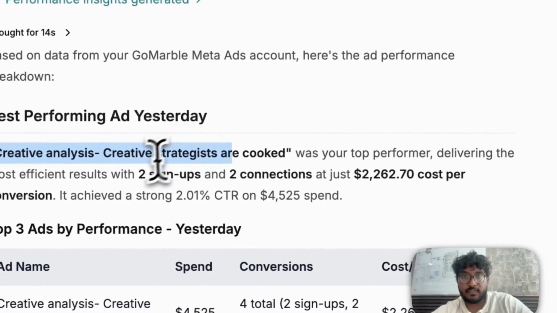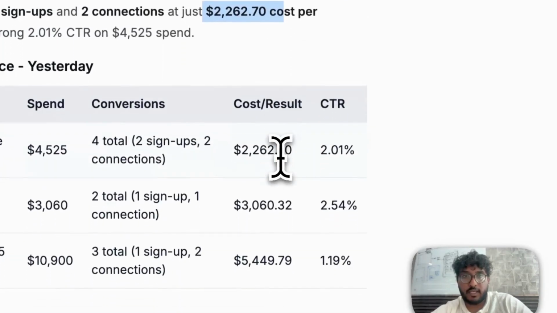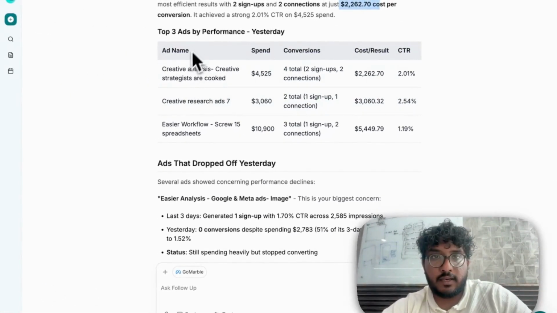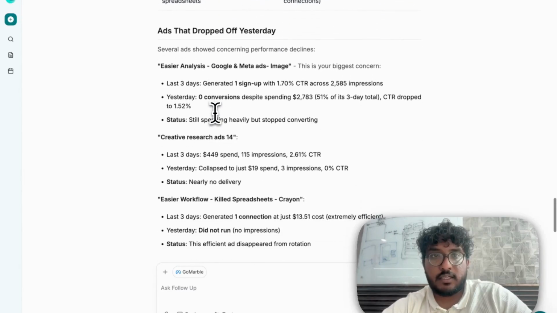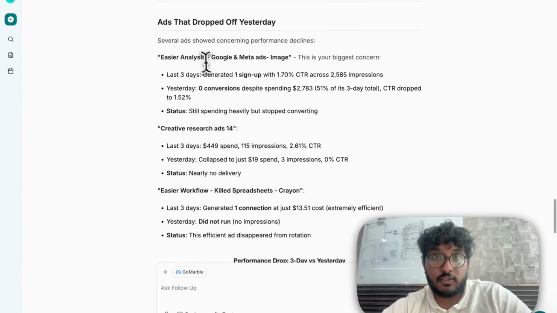That was the best performing one because it had 2 signups, and it came out to around 2K. So then you go to the ads. You're looking at CTR, and this is great. Then I'm looking at, are there any ads with declines? There's quite a few. So, easy analysis.